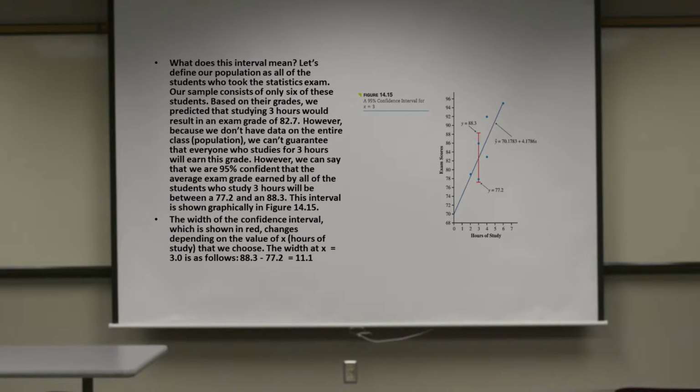What does this interval mean? Let's define our population as all of the students who took the statistics exam. Our sample consists of only 6 of these students. Based on this sample, we predicted that studying 3 hours would result in an exam grade of 82.7. However, because we don't have data on the entire class population, we cannot guarantee that everyone who studies for 3 hours will earn this grade.